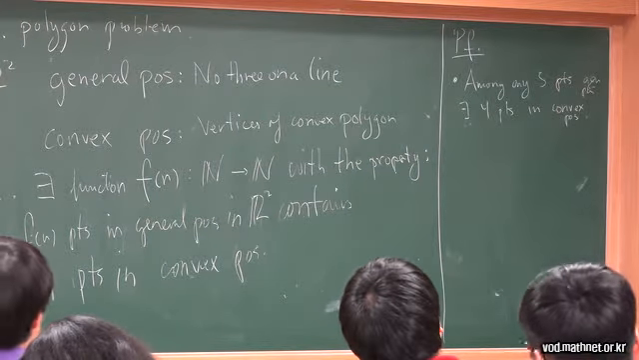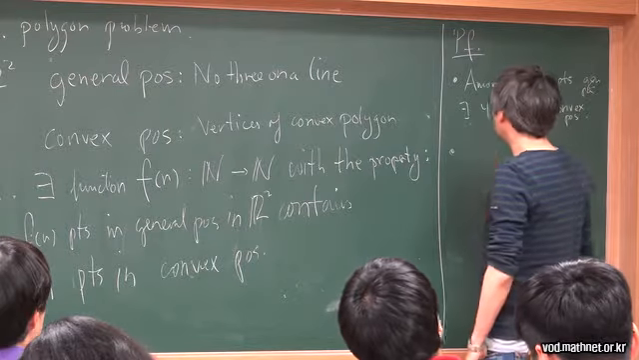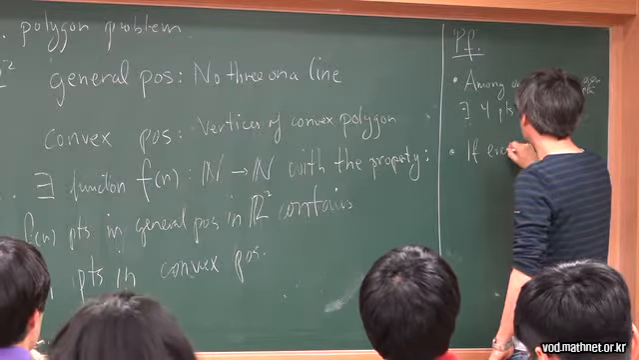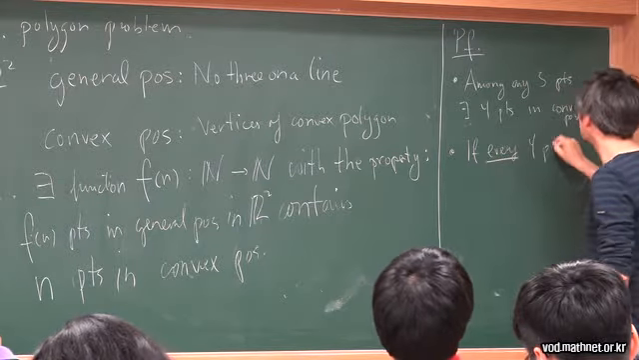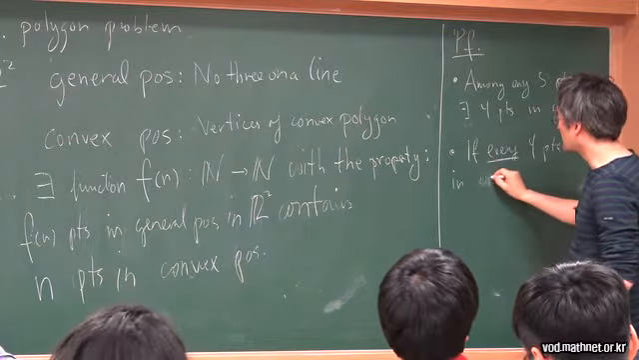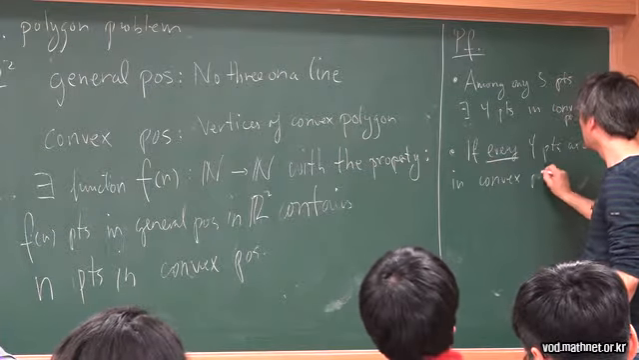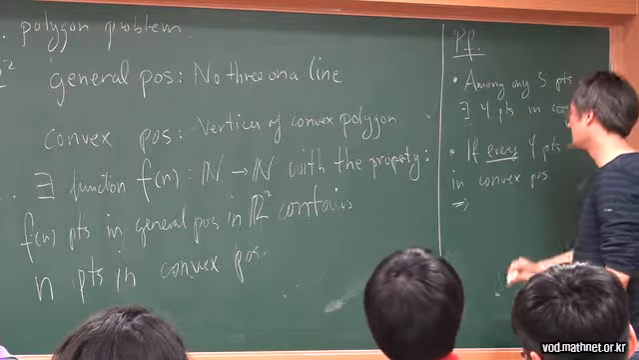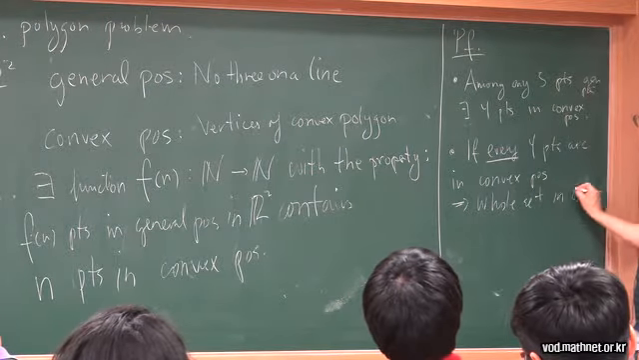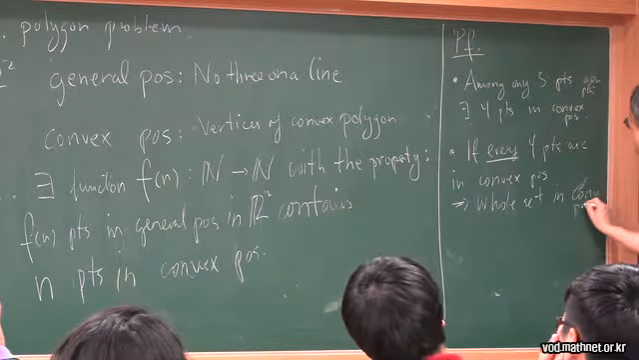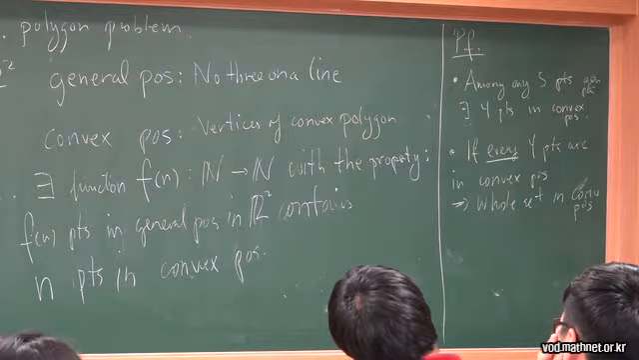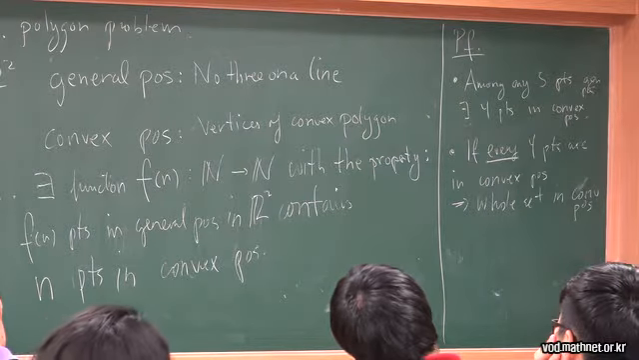That's fact number 1. And fact number 2 is if every 4 points are in convex position, then the whole set is in convex position. Both of these are very easy to show. First one, I'll give you a nice proof.